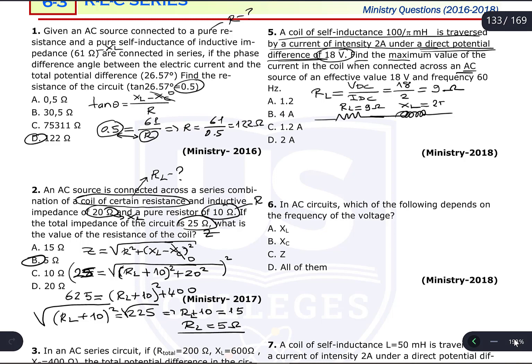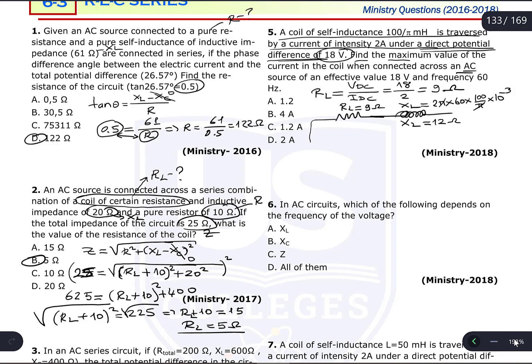2 pi, F is given as 60, L is given as 100 over pi millihenry. Because it's millihenry, I have to multiply it by 10 to the power of negative 3. Then I will calculate XL using the calculator, the pi's will simplify. 2 times 60 times 100 times 10 to the power of negative 3, result is 12. So XL is going to be 12 ohm.